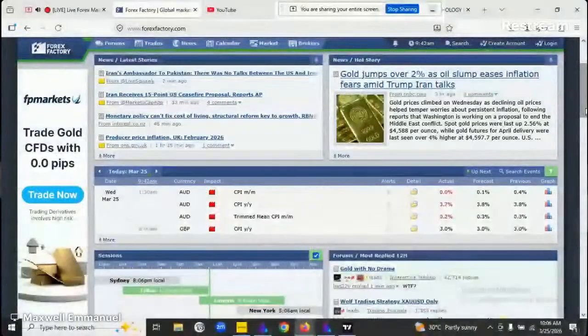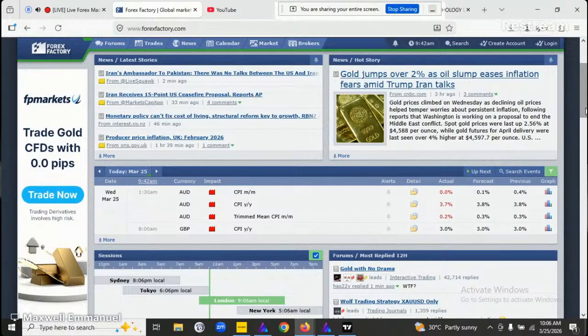Today, Australia released its CPI data, that's Consumer Price Index data, and it was negative for the Australian dollar. That means the Australian dollar is supposed to be weak.